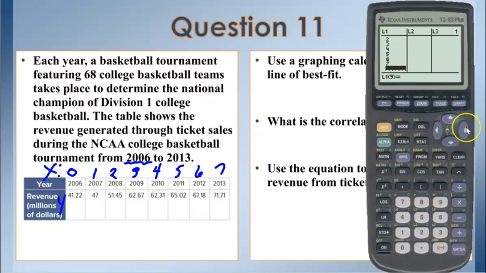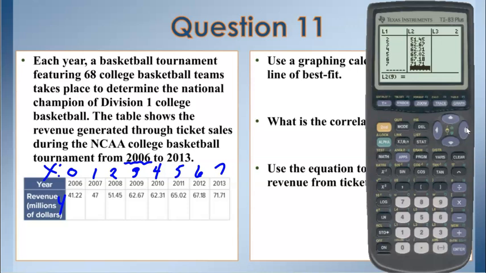Now that I have those numbers in, I go to L2 and I'm going to type in the numbers. So we got 41.2, enter. We got 47, enter. We have 51.45, enter. 62.67, enter. 62.31, enter. 65.02, enter. 67.18, enter, and our last number is 71.71, enter.